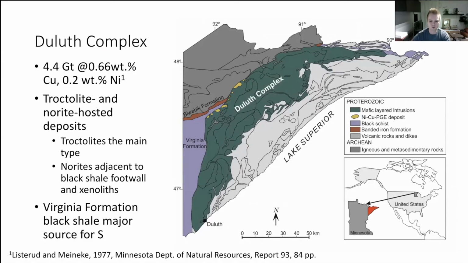So let's move to the Duluth Complex, which is the case study. Okay, so it's located in northeastern Minnesota, and it's a multi-stage layered intrusion with this green color here. And it hosts nickel copper deposits at the footwall zone. Most of these deposits are hosted by the troctolites, but some of them close to the Virginia Formation are hosted by norites. These norites are present adjacent to the black shale footwall, as well as the black shale xenoliths. And the Virginia Formation has been shown to be the major source for sulfur in these mineralizations.